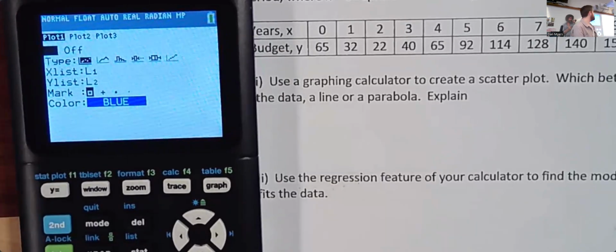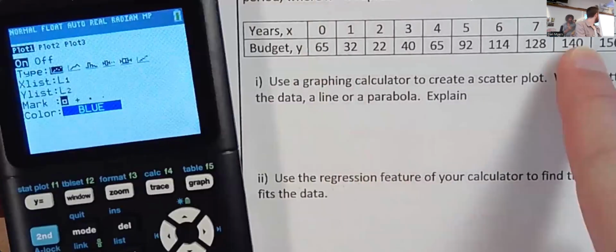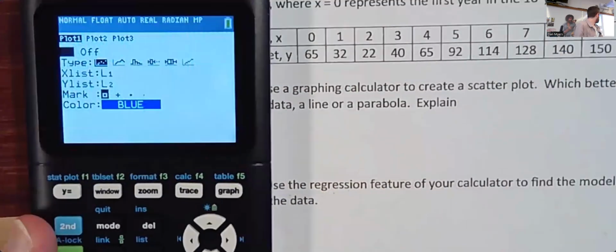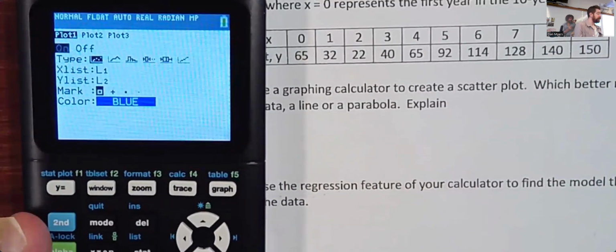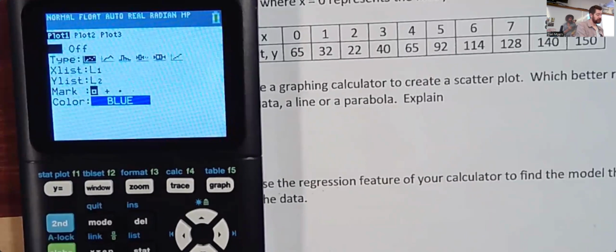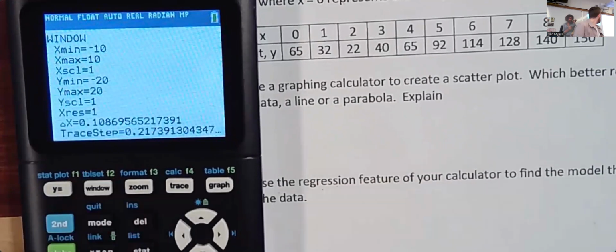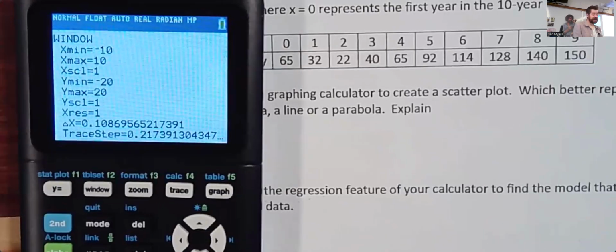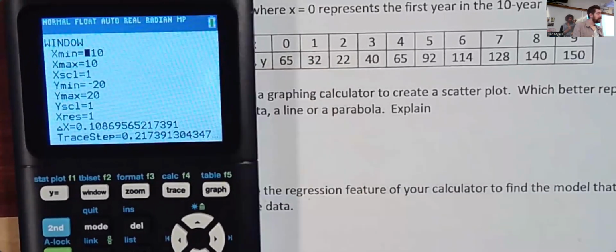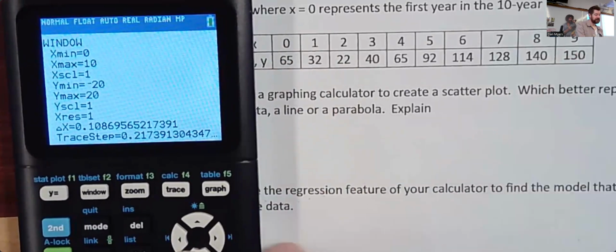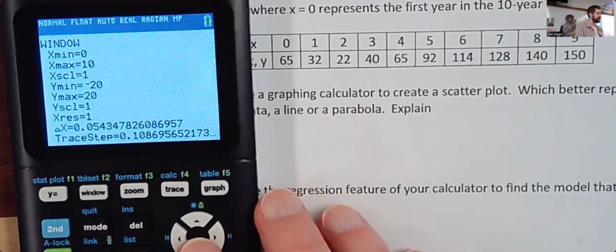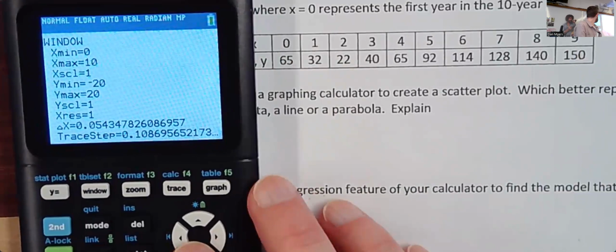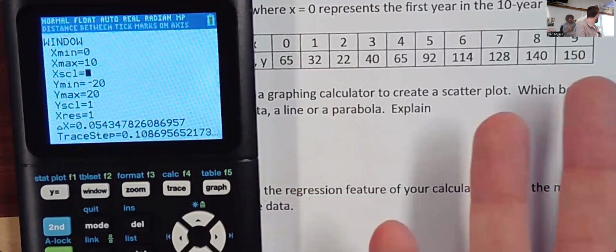All right, now in order to see the scatter plot, we're going to need to adjust our window of view to accommodate for these numbers over here. So once you've got your stat plot turned on, click on the button that says window. It's right next to the Y equals. And then we're just going to adjust the window for the values that are over here. So our minimum X value is going to be 0. Our maximum X value will be 9, or if you want to do 10, that's fine too. Doesn't really matter. And then the scale 1, that's fine.